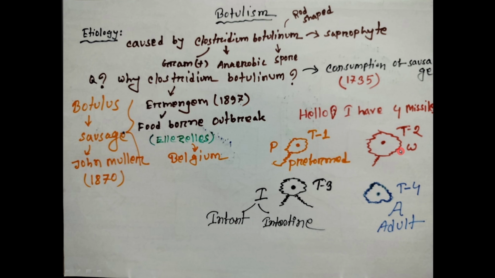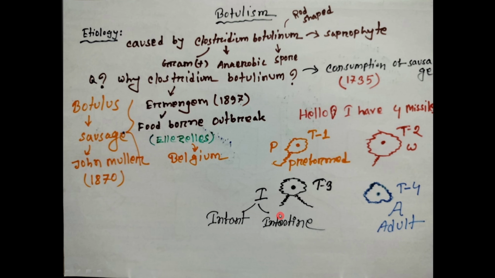Number 2 is wound botulism, W for wound. The wound botulism is the second form of botulism, caused by the organism multiplying and producing toxin in a contaminated wound. If an animal or human has a wound, and it is contaminated by Clostridium botulinum, then obviously they can get this toxin. The toxin is produced within the wound, that's why it is named W or wound botulism.